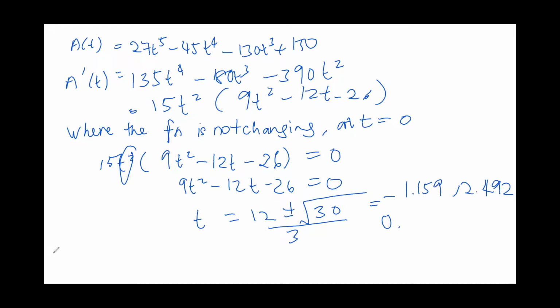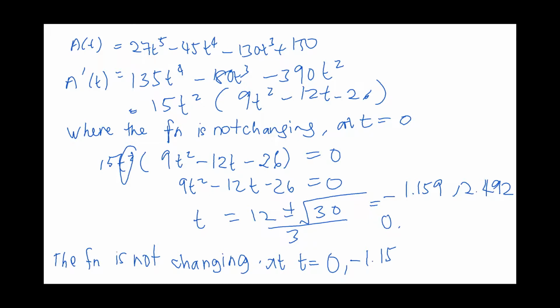So, the function is not changing at t is equals to 0, negative 1.159 and 2.494.